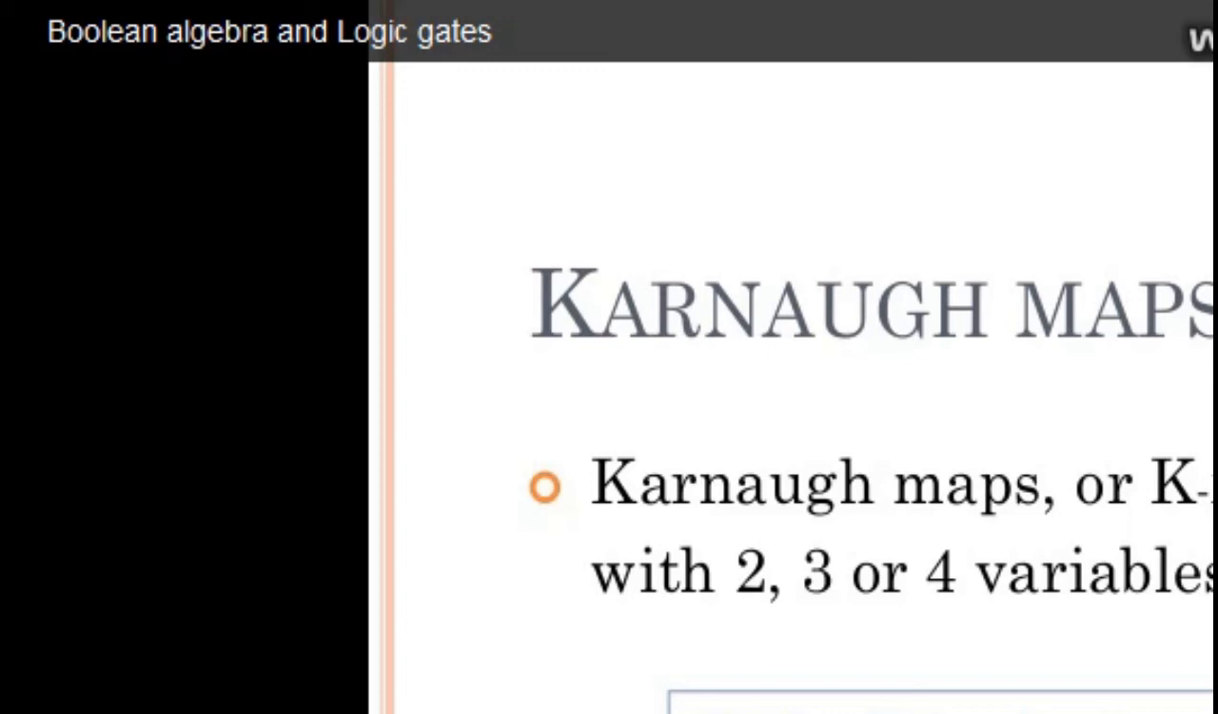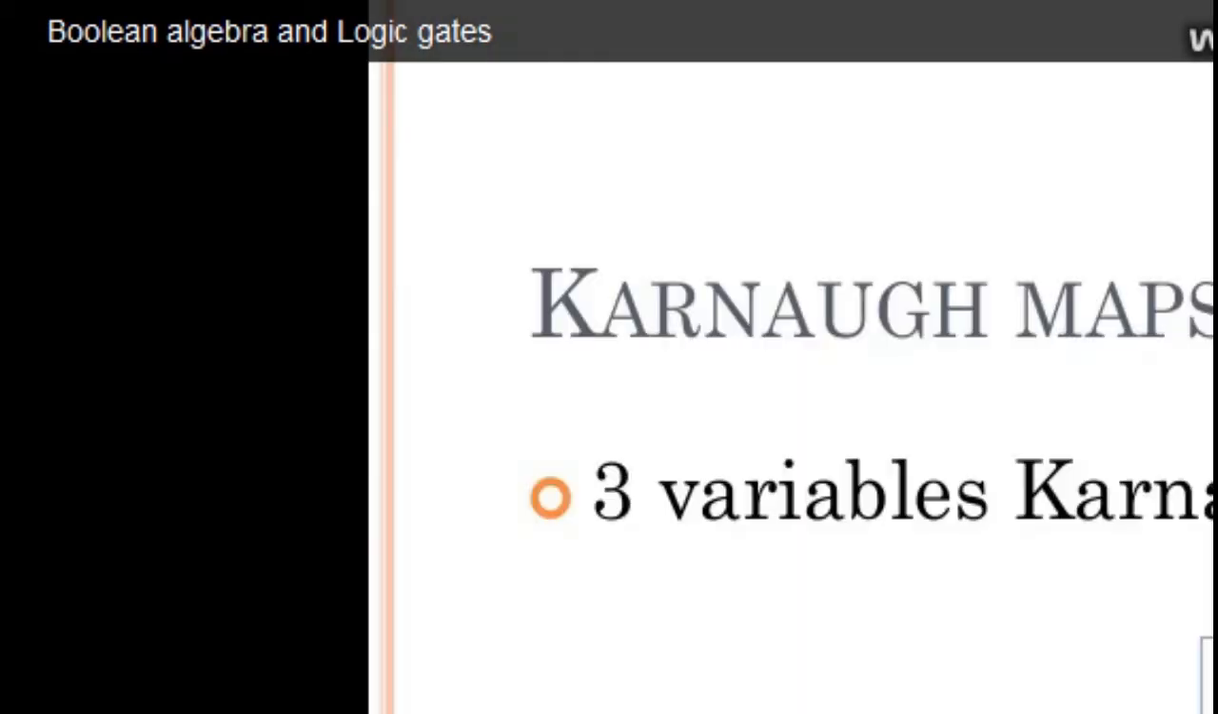3 variable K-map. 2 to the power 3 is equal to 8. First of all, you have to write down the single term C here and AB here. This will be 0, this will be 1, this will be 00, 01, 11 and 10. This is 0, this is 1, this is 2, 3, 4, 5 and 6 and 7. Just consider it, if you fold it, it will go like this. Just remember the numbers. 0, 1, 2, 3, then 4 and 5, 6 and 7.